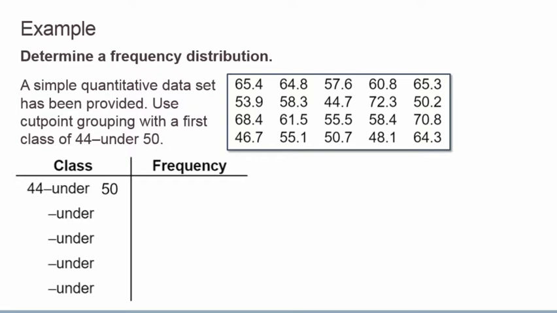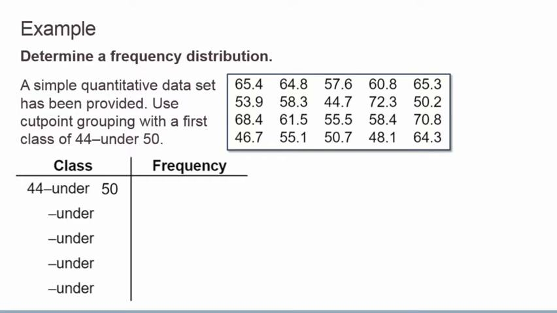My data set has 20 data points, and they are 65.4, 53.9, 68.4, 46.7, 64.8, 58.3, 61.5, 55.1, 57.6, 44.7, 55.5, 50.7, 60.8, 72.3, 58.4, 48.1, 65.3, 50.2, 70.8, 64.3. Our first class is 44 to under 50.